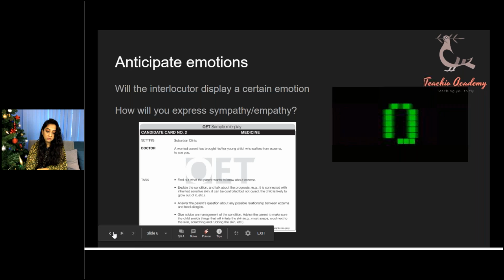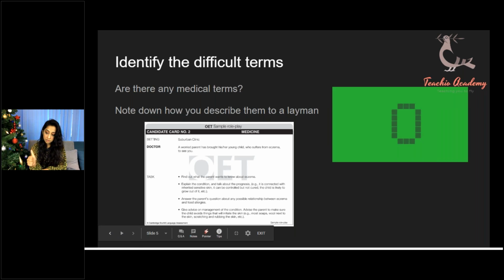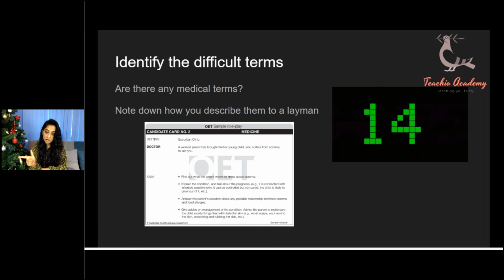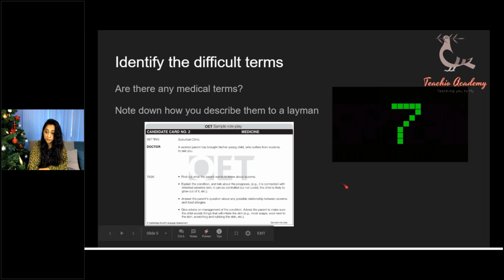Guys, if you've understood that, what we're going to do is put numericals on the task points and stars on the difficult terms. If you've understood this, please type in yes, and then we can move on to the next point.